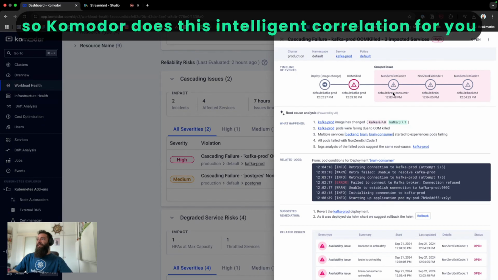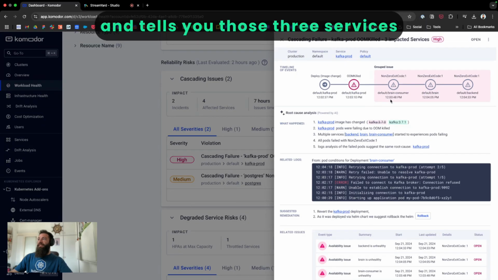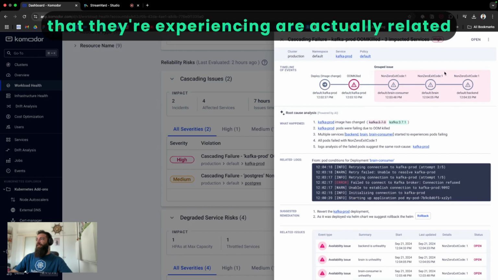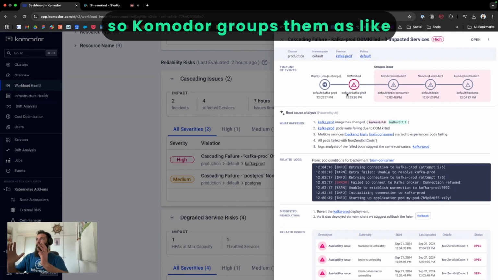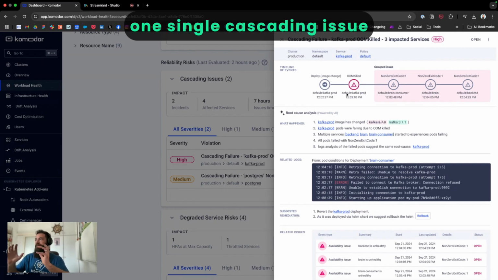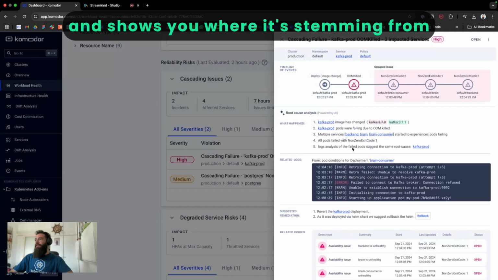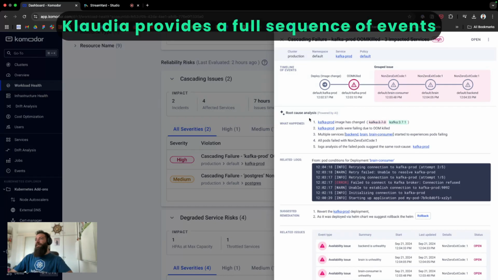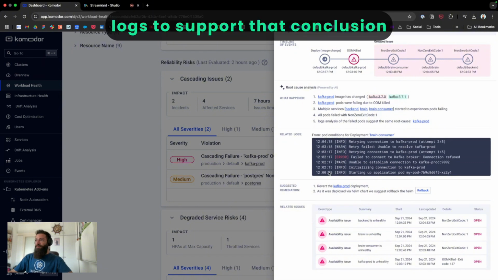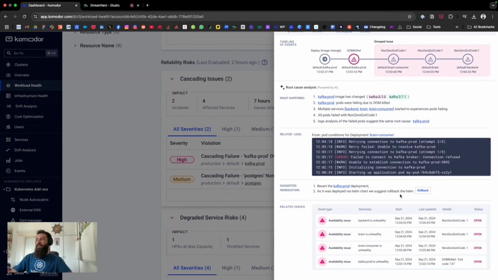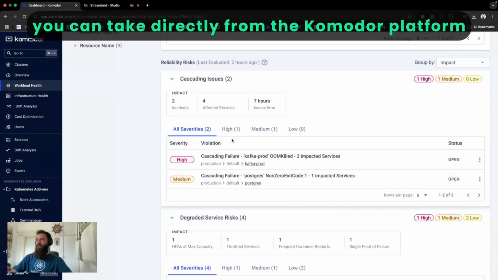So Komodor does this intelligent correlation for you and tells you those 3 services and the issue that they're experiencing are actually related. They're actually stemming from this Kafka service that is failing. So Komodor groups them as one single cascading issue and shows you where it's stemming from. And same as before, Claudia provides a full sequence of events, logs to support that conclusion, and a suggested remediation, which again, you can take directly from the Komodor platform.